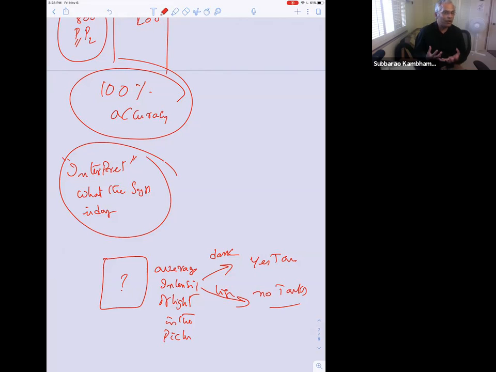What is the system trying to optimize? It is trying to optimize the error between what it said is the class, the class being yes tanks or no tanks, and what the real label is.